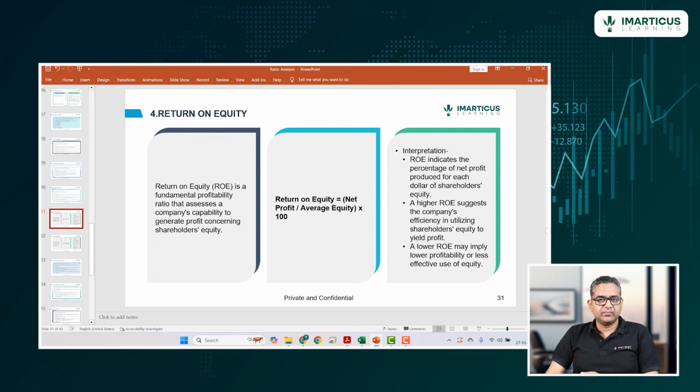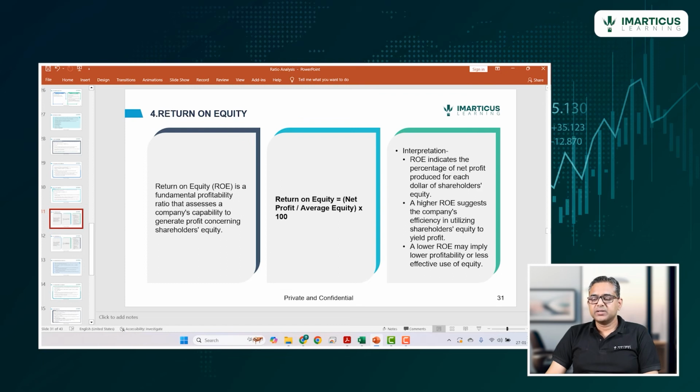Talking about equity, that's why in the numerator we are taking net profit, because net profit is what belongs to shareholders, because we have already taken the impact of interest or debt out. Whatever is left as net profit belongs to equity holders. Either we can distribute it as dividends, or we can retain it within the company for its future growth. That's the decision of the board of directors. But we can calculate return on equity as net profit upon average equity into 100.